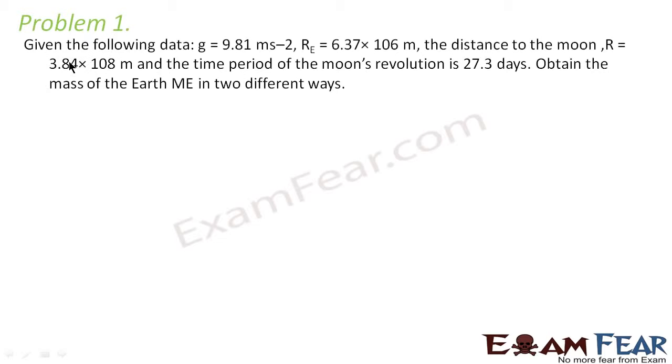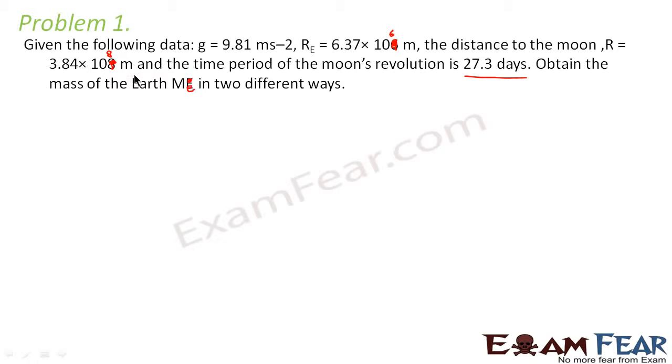Let us have a look at problem 1. The problem says, given the following data: g is equal to 9.81 meter per second square. Radius of the earth is equal to 6.37 into 10 to the power 6 meters. The distance to the moon r is equal to 3.84 into 10 to the power 8 meters. And the time period of the moon's revolution is 27.3 days. Obtain the mass of the earth me in two different ways.